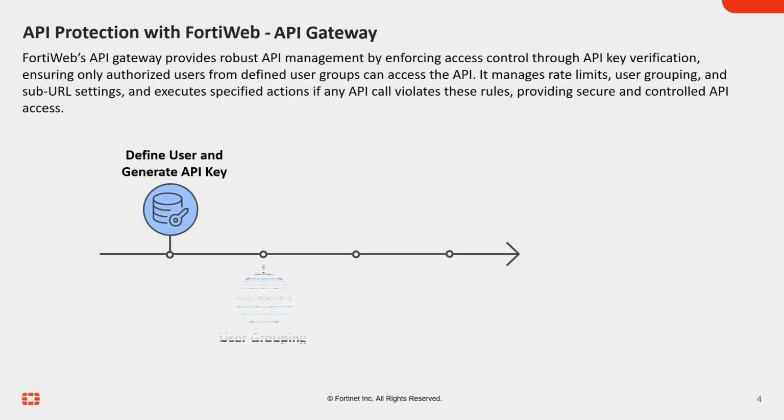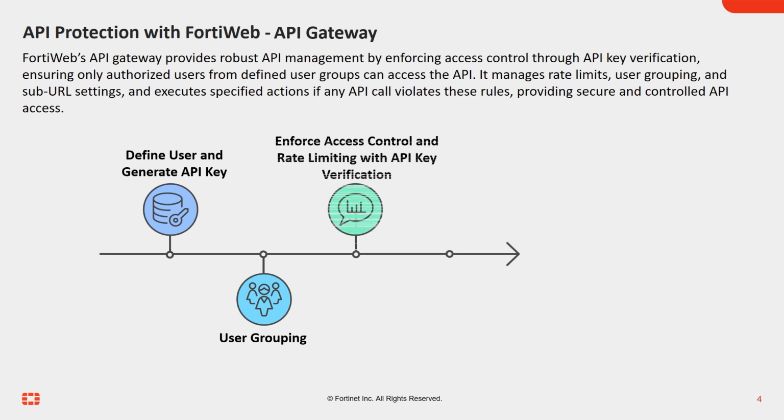First, user management involves creating API users, assigning unique API keys, and enforcing role-based permissions to restrict access to permitted resources. Second, security enforcement applies API key verification to authenticate requests from specific user groups, while rate-limiting rules prevent abuse or system overload by capping request volumes per client.